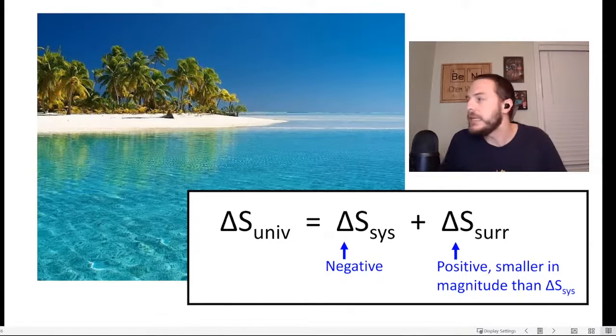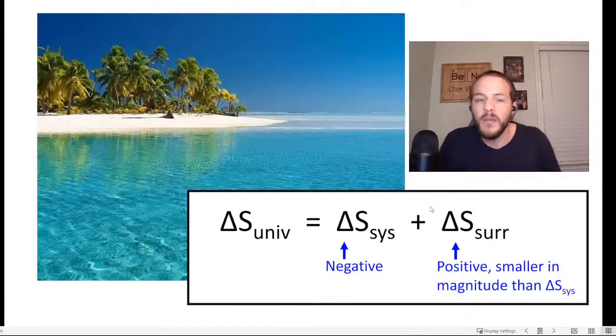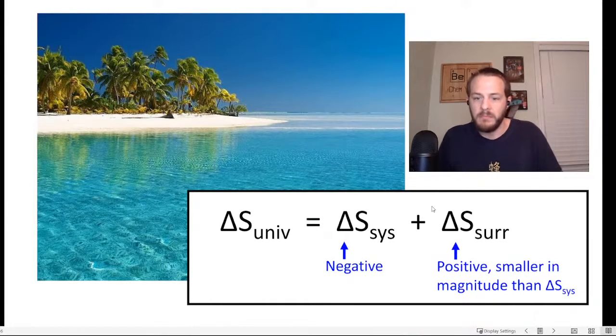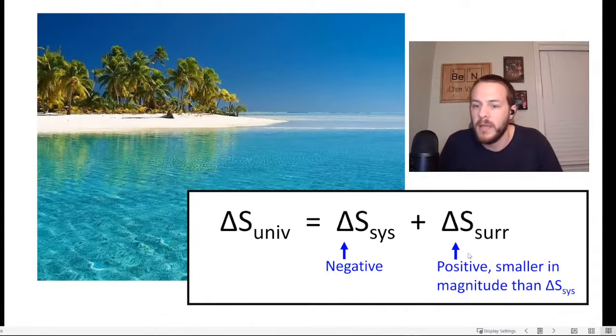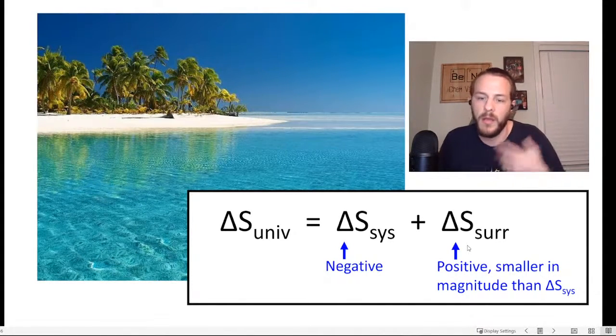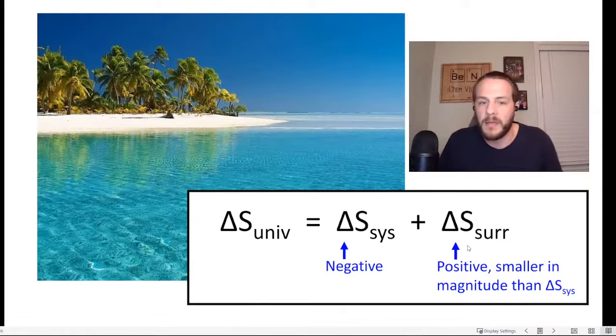So we've seen here that the delta S for the surroundings is temperature dependent, right? If it's cold, then it has a large magnitude. If it's hot or warm, then it has a small magnitude. So what is going on here?